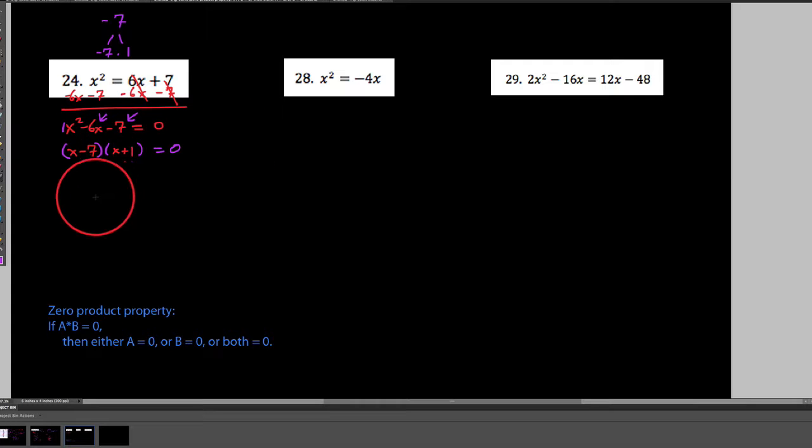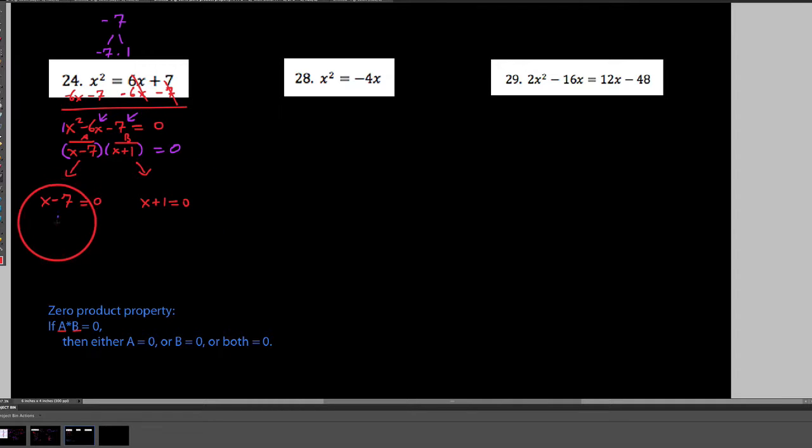So now that I've got this factored, here's what we're going to do. We're going to look at this as, this is like my a, and this is like my b with respect to our zero product property. And because a times b equals 0, then either, and I do like to draw these arrows here to show your work, we say either x minus 7 equals 0 or x plus 1 equals 0.